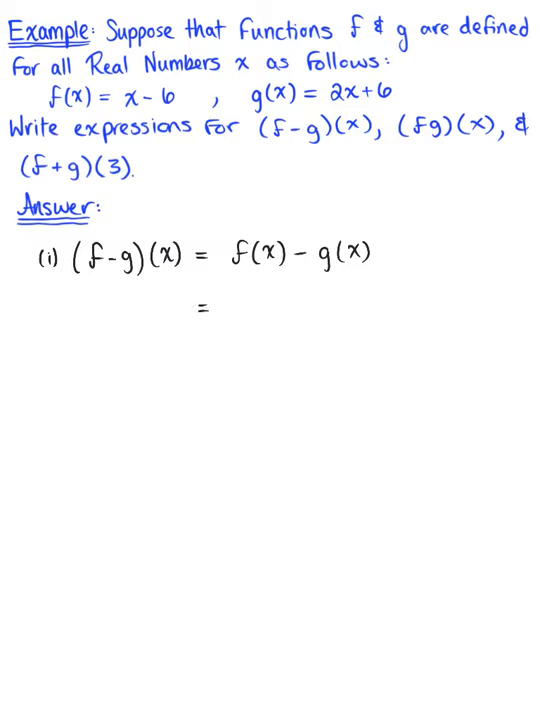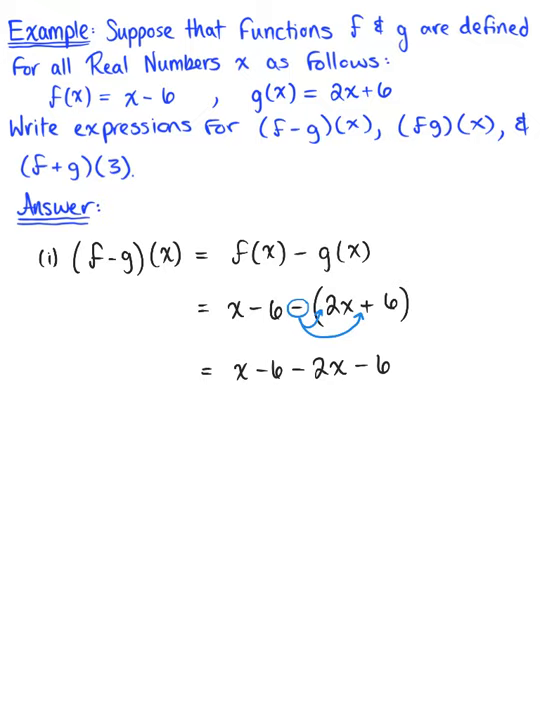So substituting in f of x, this becomes x minus 6. Now because we are subtracting the entire g of x function, we're going to use parentheses for our safety. So we have minus (2x plus 6). To simplify this expression, we want to take this negative and distribute it through to each term in g of x. So this leaves us with x minus 6 minus 2x minus 6.